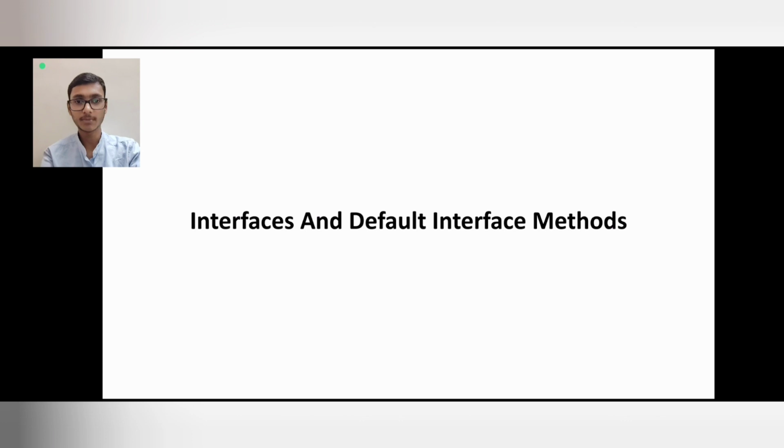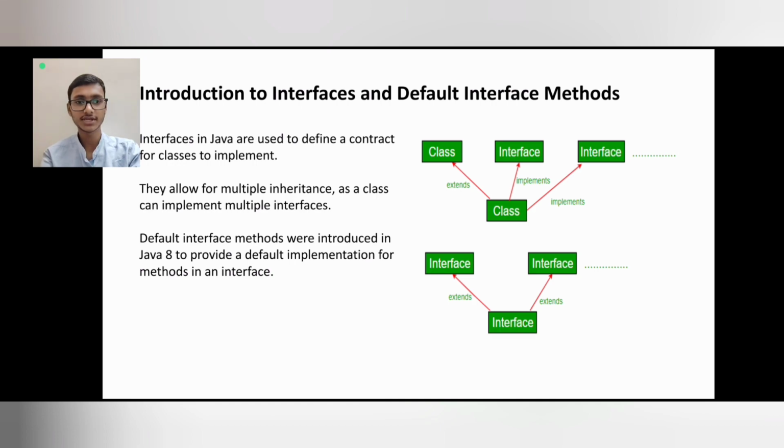Today, the main topic of our presentation is interfaces and default interface methods. Introduction to interfaces and default interface methods. Interfaces in Java are used to define a contract for classes to implement. They allow for multiple inheritance, as a class can implement multiple interfaces. Default interface methods were introduced in Java 8 to provide a default implementation for methods in an interface.